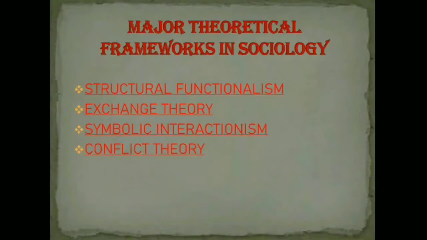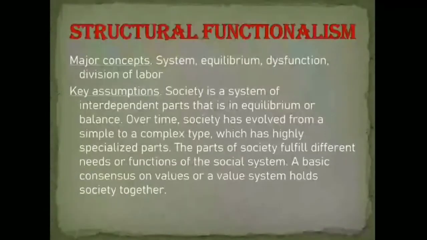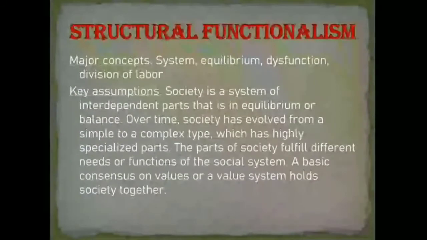Next are the major theoretical frameworks in sociology: structural functionalism, exchange theory, symbolic interactionism, and conflict theory. Structural functionalism. Some major concepts are system, equilibrium, dysfunction, division of labor. Key assumptions. Society is a system of interdependent parts that is in equilibrium or balance. Over time, society has evolved from a simple to a complex type, which has highly specialized parts. The parts of society fulfill different needs or functions of the social system. A basic consensus on values or a value system holds society together.